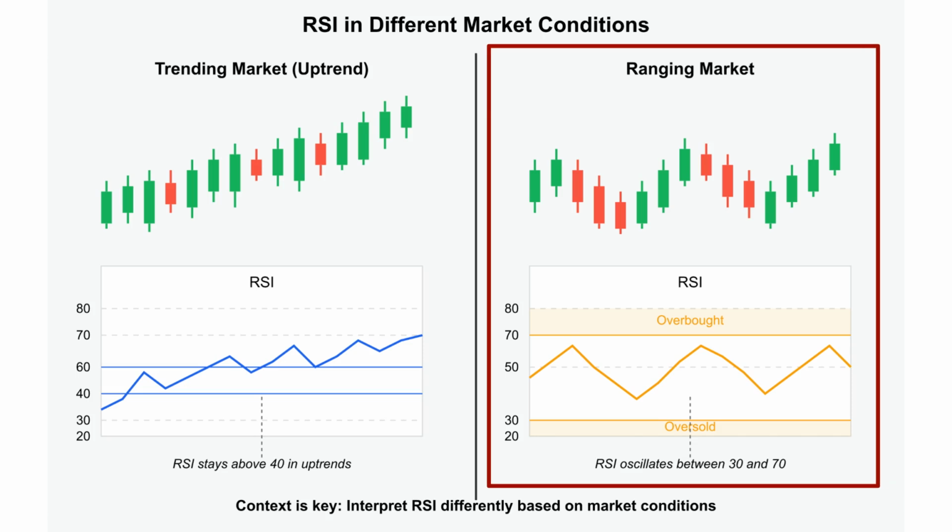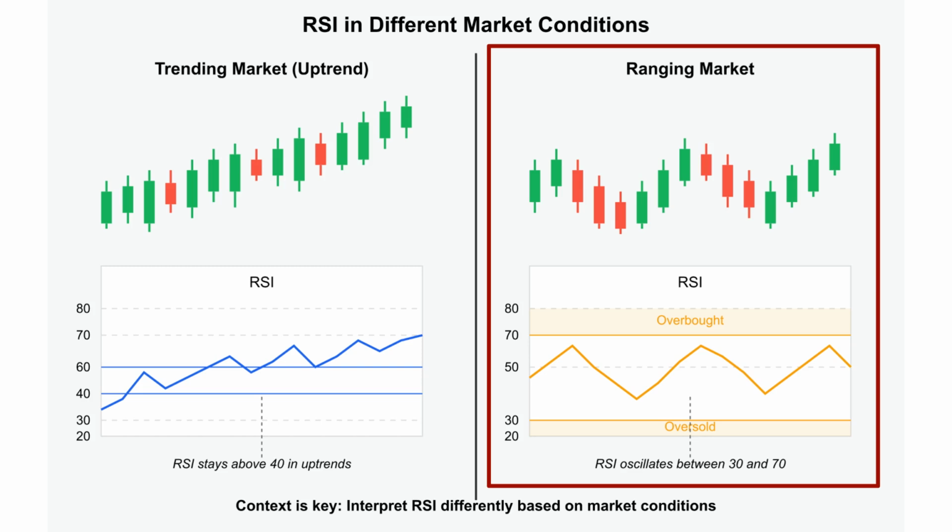Now contrast this with the ranging market on the right. Price moves sideways between support and resistance levels, with no clear directional bias. In this environment, RSI behaves much closer to its textbook definition. It oscillates between 30 and 70, providing more reliable overbought and oversold signals.